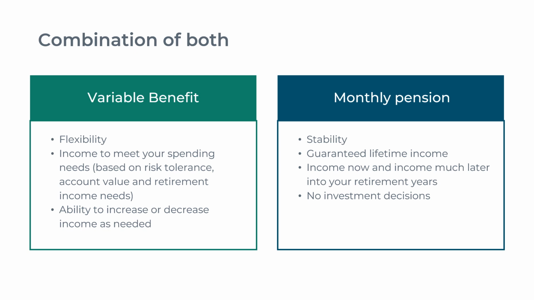We do have members that draw a higher income in the first part of their retirement journey and then reduce it as their needs change or decrease. The CSS monthly pension will provide you with stability and will provide you with a guaranteed lifetime income. For example, if you live to be 110 years old, the payment will continue to be paid to you.